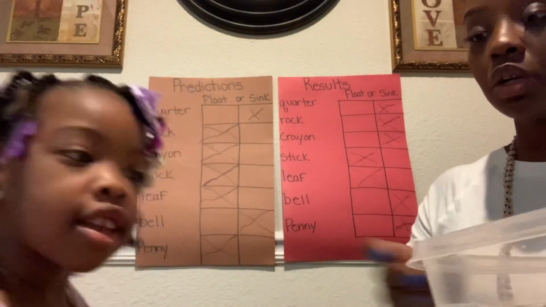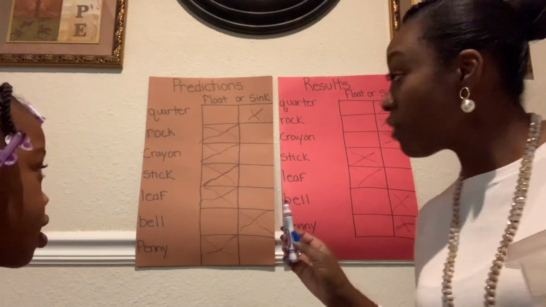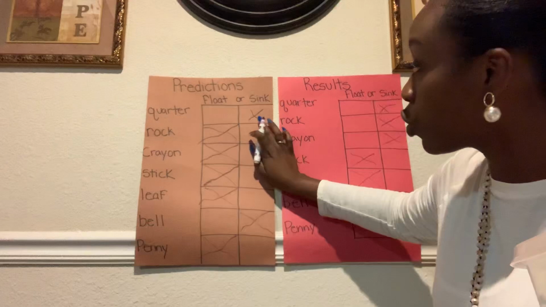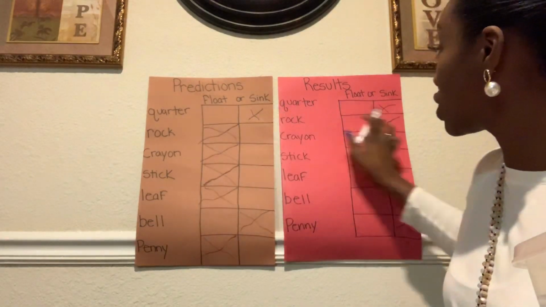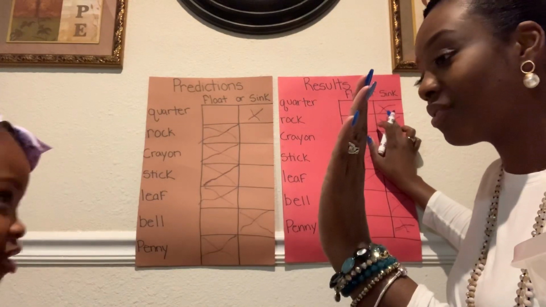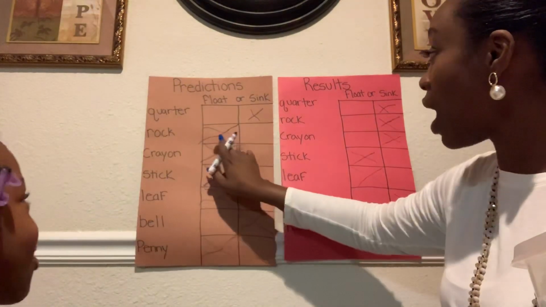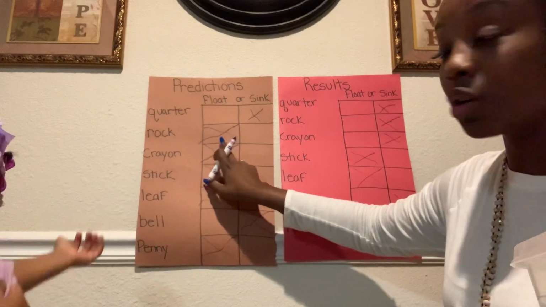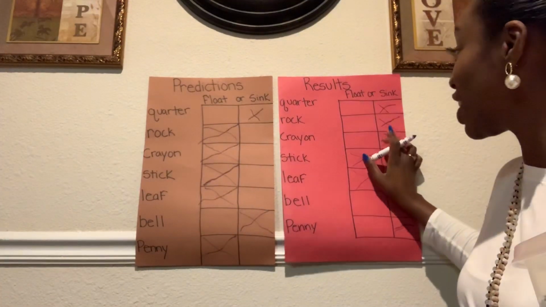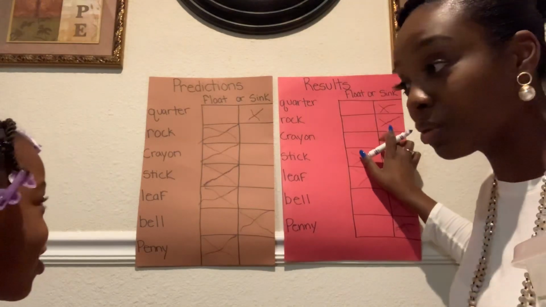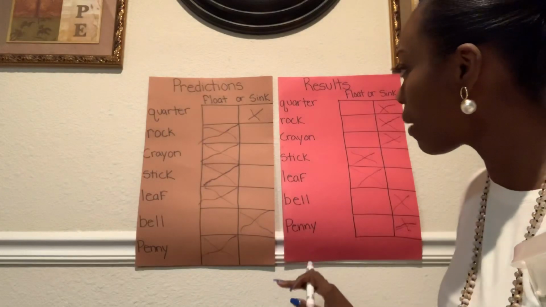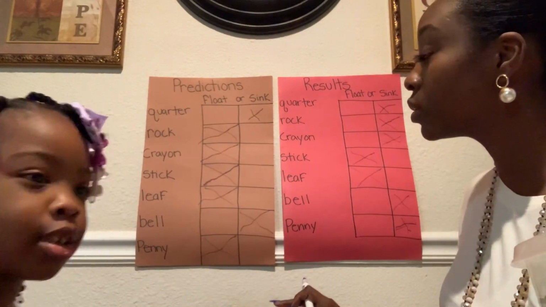Now what we're going to do, we're going to look at our chart and see if our predictions were right. So you predicted that the quarter would sink. Did the quarter sink? Yes, the quarter did sink. High five. Good job. The rock, you predicted that the rock would float. Did the rock float? No, it sank underwater. Do you know why it sank underwater? Because it was too heavy. Very good job. Something called gravity pulled it down.